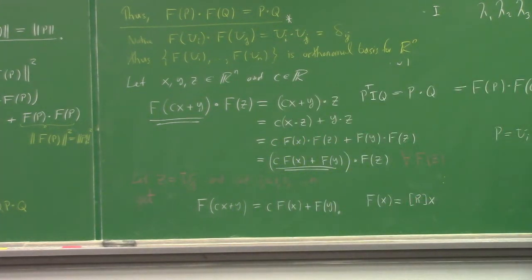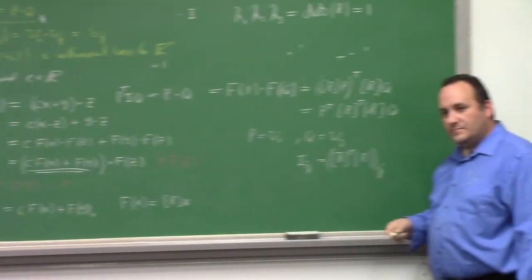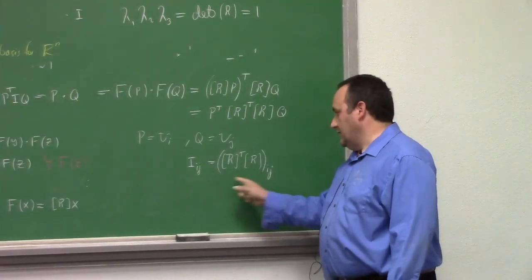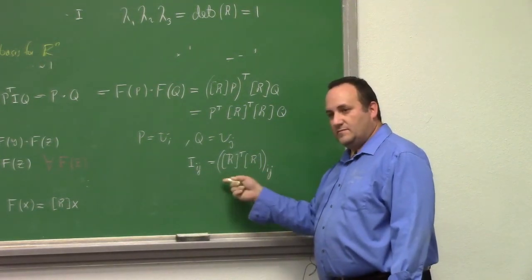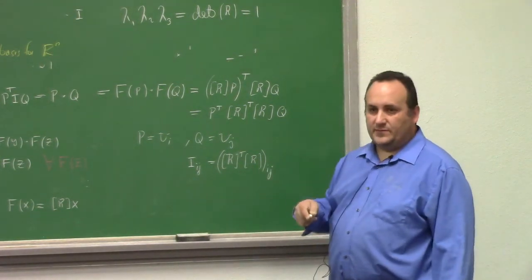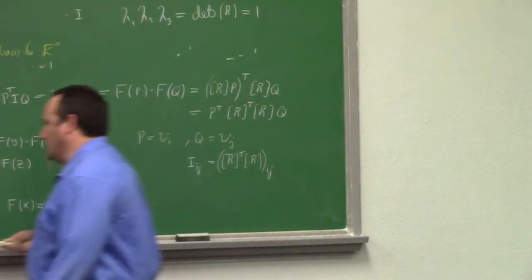So if you take UI and UJ, then you get that the IJ entry is equal to the IJ entry of R transpose times R, because multiplying by the ith row vector and the jth column vector picks off the ijth component in the matrix. And since that holds for all ij, it goes to show you that the product of the transpose and the matrix is the identity again. Which again proves that, in fact, yes, it's orthogonal.